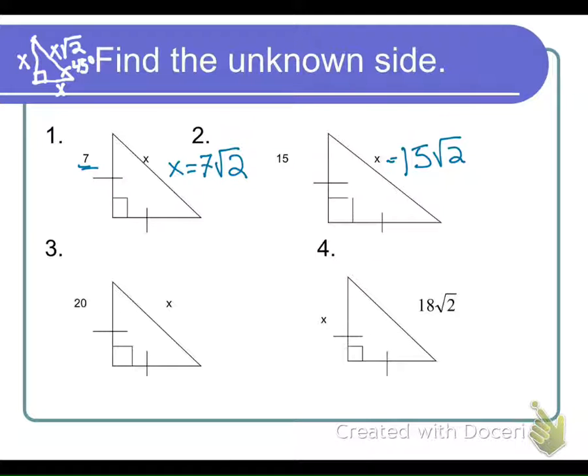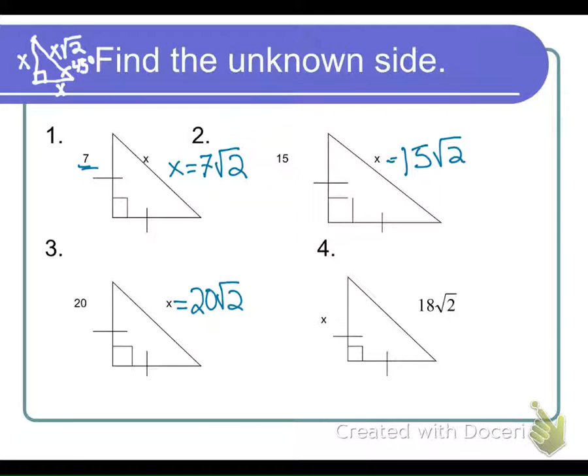Do you want to venture a guess for number 3? 15. Okay, so our next one, what's our leg length? 20. Multiply it by square root of 2, and you get your hypotenuse. And then our last one is a little bit more confusing. We see now we have the hypotenuse, and we have to go back to our leg.